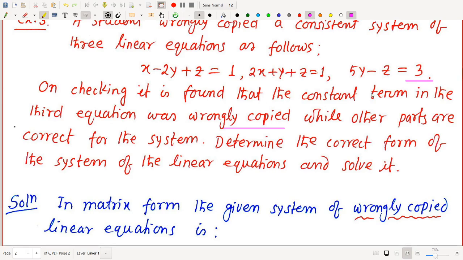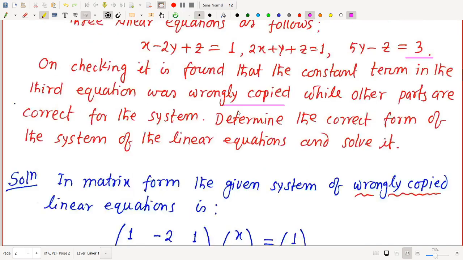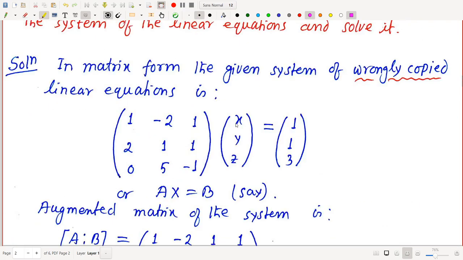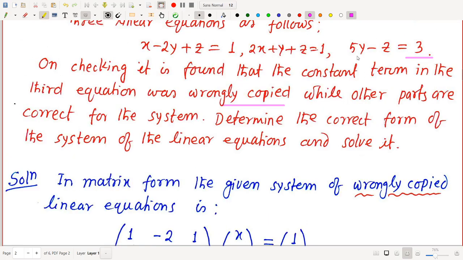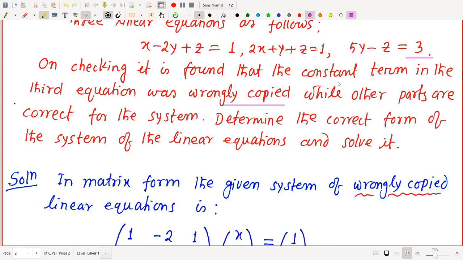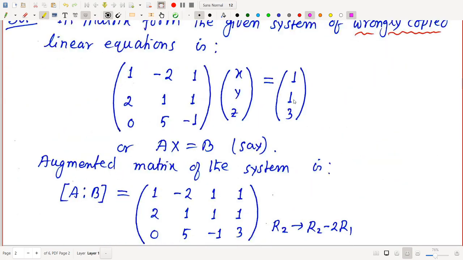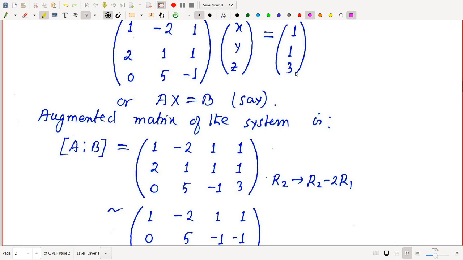Meaning, what is this 3 to be replaced by so that it becomes consistent, and also to solve, because already it was consistent. So in matrix form, the given system of wrongly copied linear equations is: 1 2 1 first row, coefficient matrix 2 1 1 second row, and here x is absent, meaning 0 5 -1, times xyz, and the right side is 1 1 3, that is wrongly copied. So this is the system in matrix form, or you can write Ax equal to B. Say this is A, this is X, this is B. Augmented matrix of the system, A colon B, is this. This is capital A, with this 1 1 3 attached here. So we have got the augmented matrix.